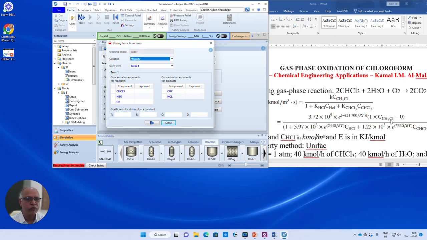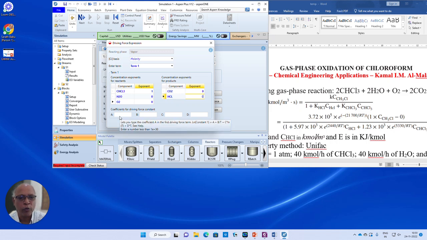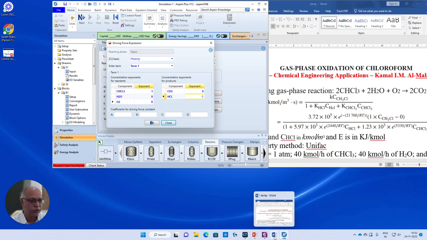The constant is expressed, the exponent with respect to this concentration is 1 and all others are 0. There are no other concentrations coming into picture in the driving force term. So set this. Now this is what I was talking about, A, B, C, D. Now what is A, B, C, D? 3.72 into 10 power 5 multiplied by e power minus 21,700 by RT, right? So let us take these values.